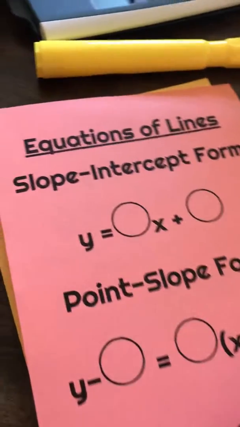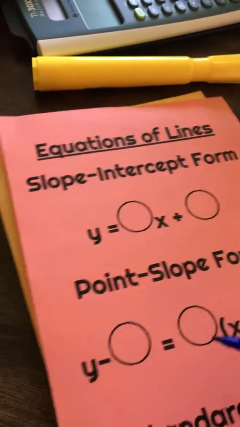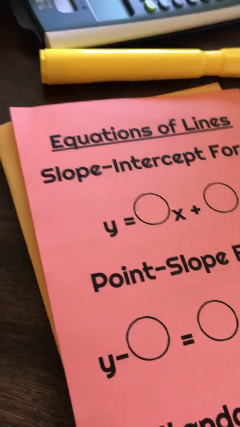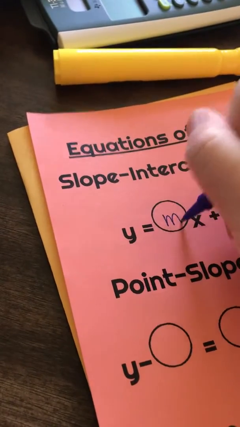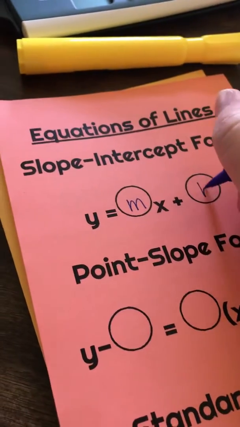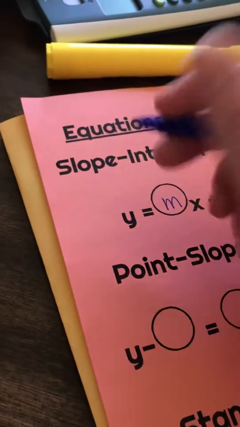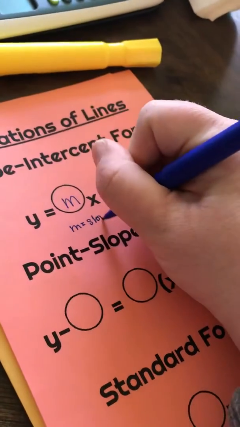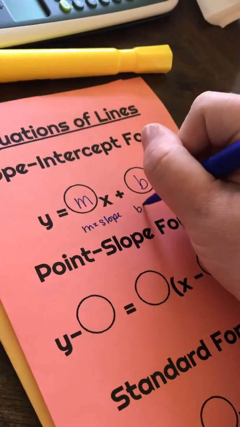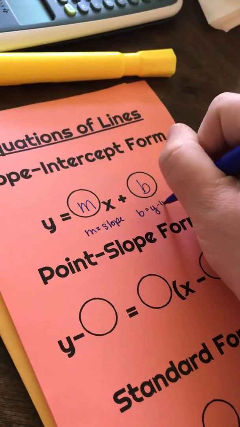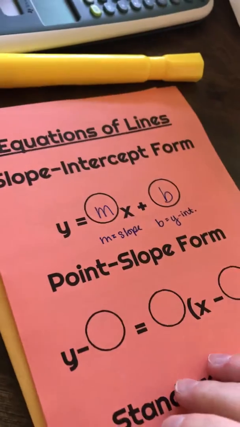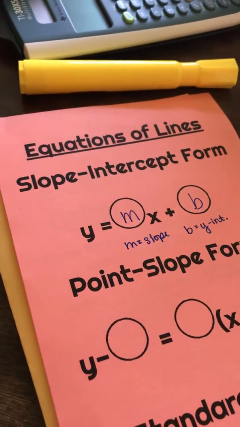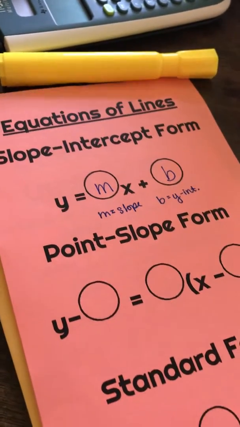So quick review, slope-intercept form is y equals mx plus b. So remember that m is the slope. And b is the y-intercept. Okay, so that's a little reminder about slope-intercept form, y equals mx plus b.